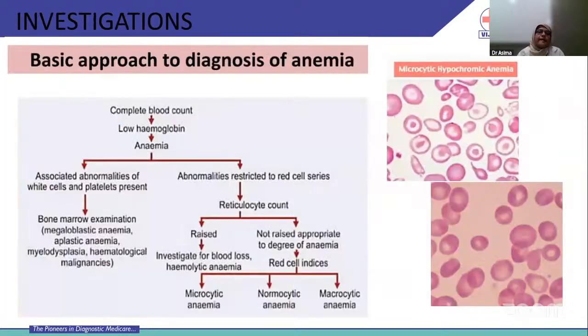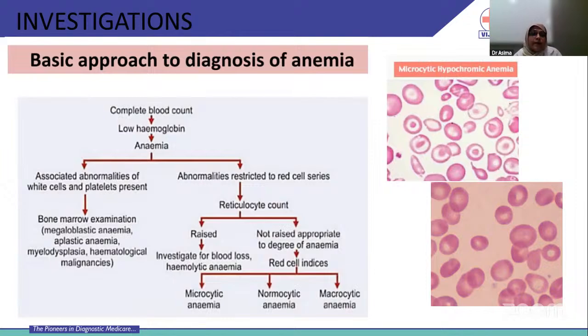We go to the basic approach to diagnosis of anemia, the basic investigations. To start with, we have the hemogram, or the complete blood count. For us at Vijaya, we are doing a hemogram including retic count. Generally, in the CBC or hemogram, if low hemoglobin is there, then we go in for abnormalities restricted to the red cell series or white cells and platelets. If it is red cell series, then the first important point will be the reticulocyte count. If it is raised, then we know that it is blood loss or hemolytic anemia.